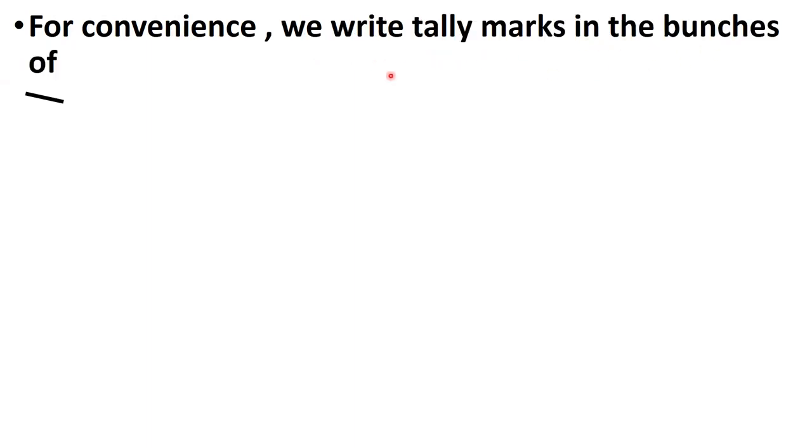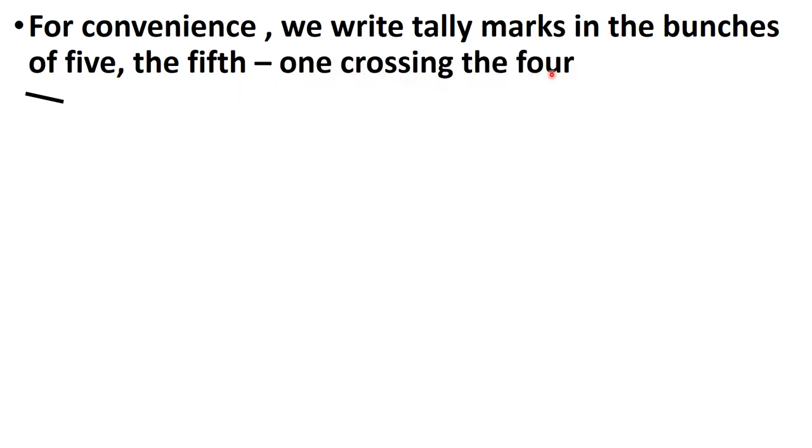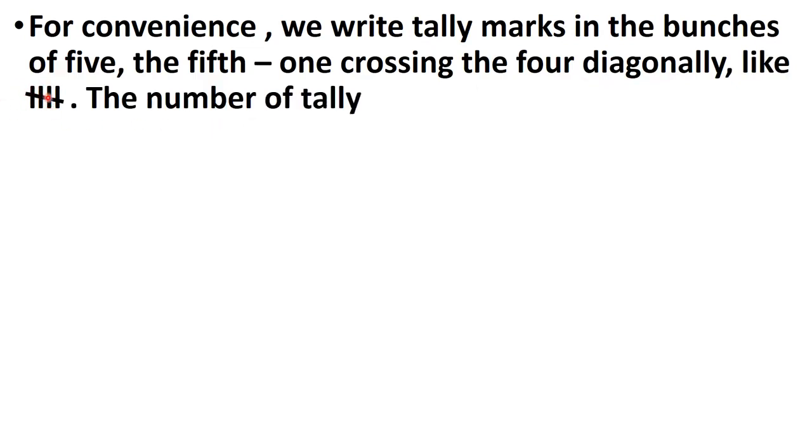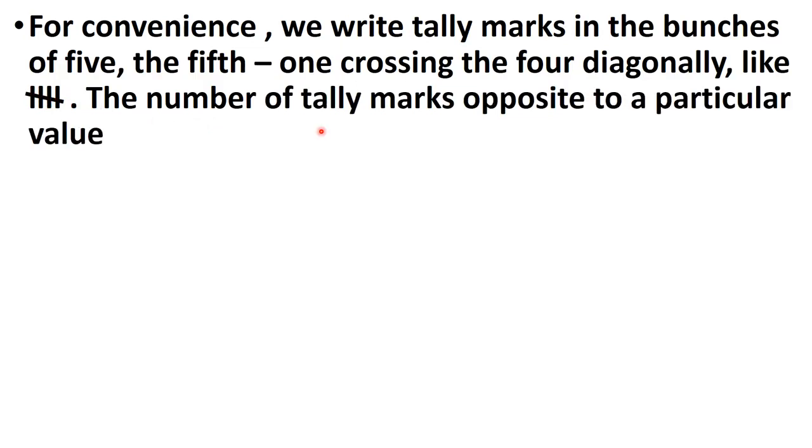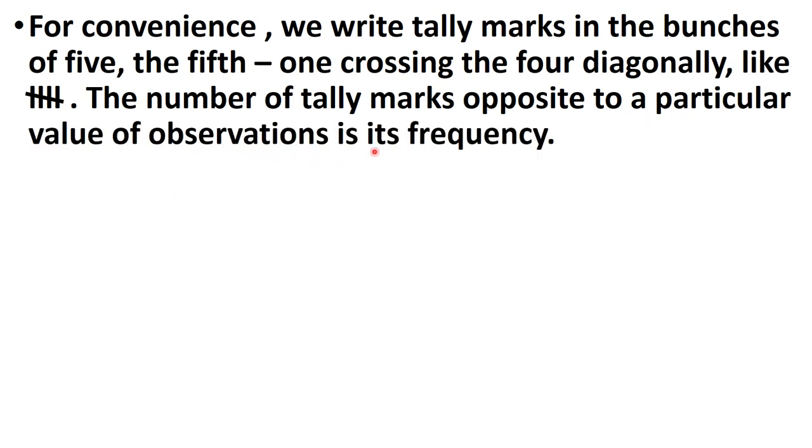For convenience, we write tally marks in bunches of 5. The fifth one crosses the 4 diagonally, like this. See, 4 straight lines and then the fifth one is the diagonal one. The number of tally marks opposite to the particular value of an observation is its frequency.